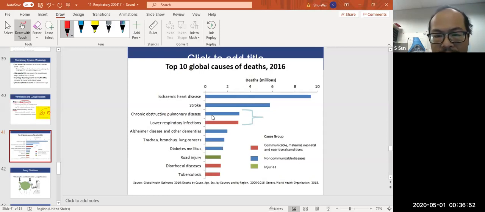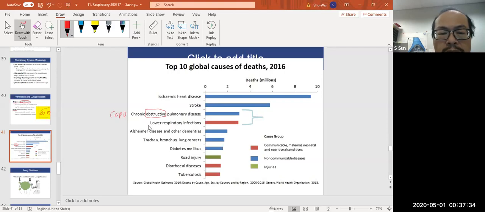But following that, we have lung disease. We have chronic obstructive pulmonary disease, also called COPD. You probably hear this one very often. This is very common. That's obstructive, so this is obstructive lung disease. And then the fourth one is called lower respiratory infection.